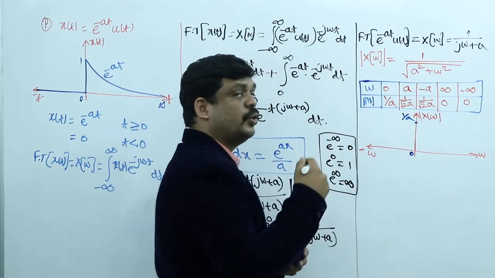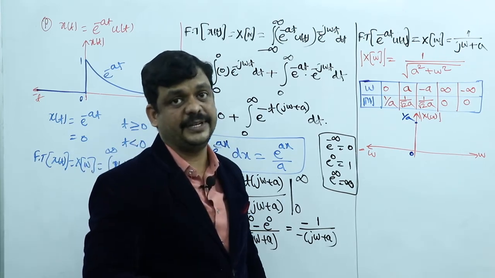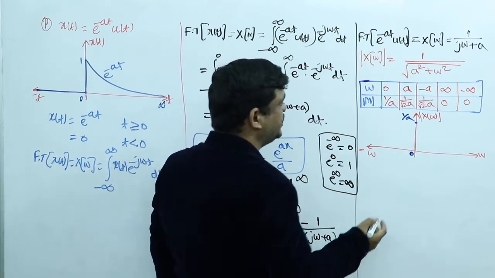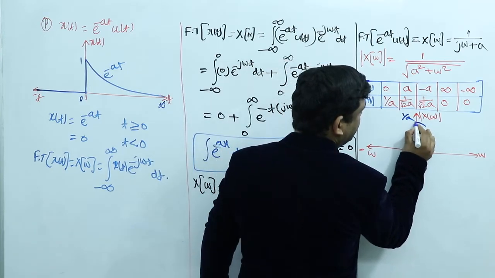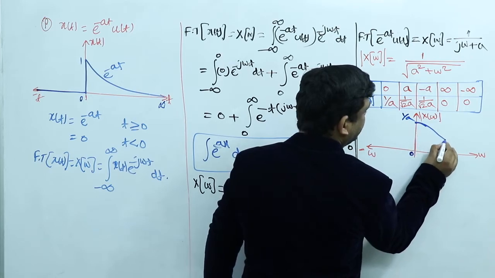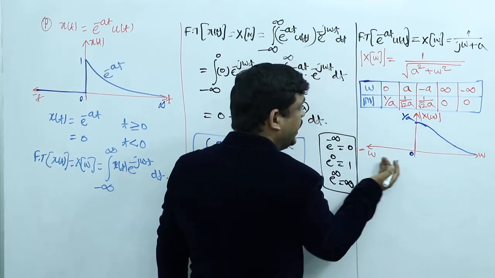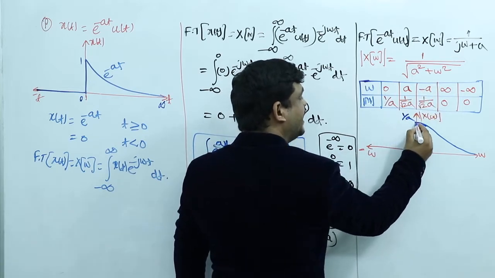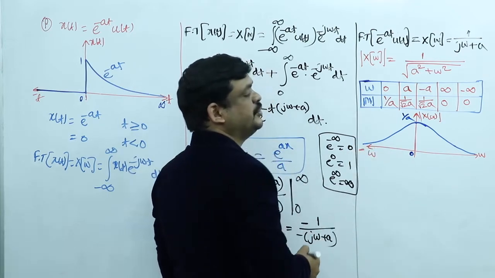If the frequency increases, the magnitude decreases. See, 1 by root 2a; the value of 1 by root 2 is 0.707. That means the magnitude has decreased to 70% of the maximum value. That's why, as the frequency axis increases, the magnitude response slowly decreases. Finally, what is the value? 0. Similarly, on the negative frequency axis, the same thing happens: the magnitude decreases, and finally it becomes 0.